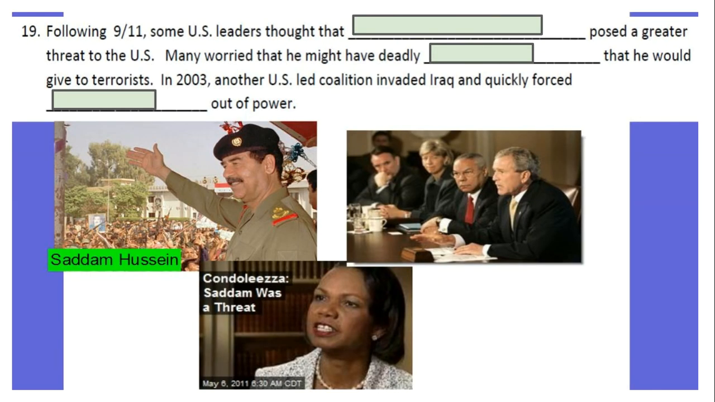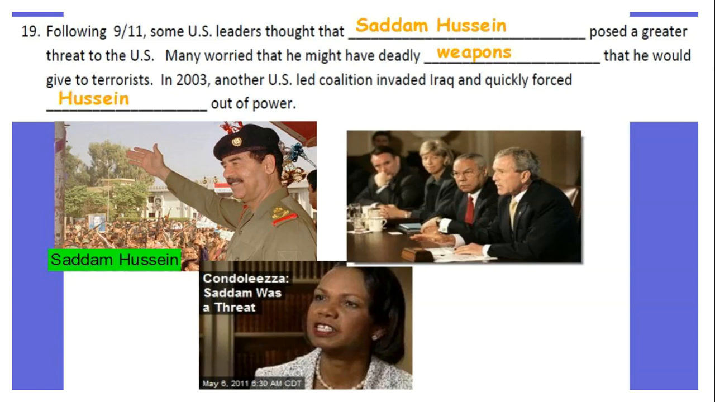So, following the 9/11 attack, some U.S. leaders thought that Saddam Hussein posed a greater threat to the United States, and many worried that he might have those weapons of mass destruction and that he might give those to terrorists. So, in 2003, another U.S.-led coalition invaded Iraq and quickly forced Hussein out of power. Hussein went into hiding, and eventually he was captured, put on trial, and executed.